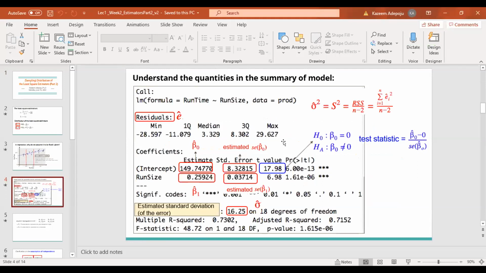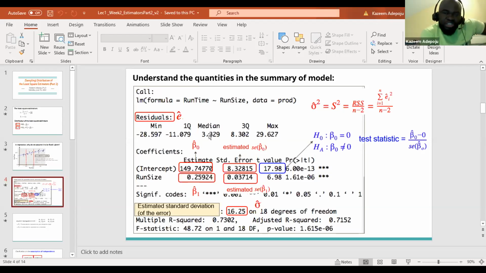Yes, hello. In the residuals portion, you have the minimum, 1Q, median, 3Q, max. The median is 3.39. But isn't the average of the error supposed to be 0? Oh, that's a very good question. We don't talk about the median. When we want to figure that out, we use the mean. So the 3.329 here is just the median of the residual. We don't focus on the median of the residual, but we are interested in the mean of the residual. That's a very good question. I love that. Thank you so much. Have I answered your question now? Yes, you have. Thank you.